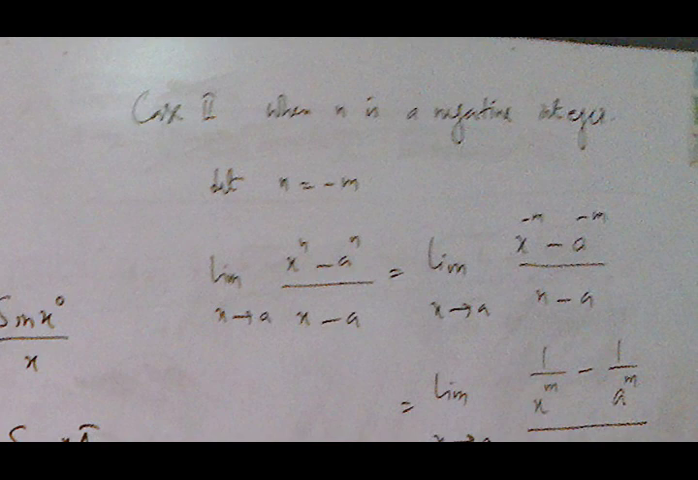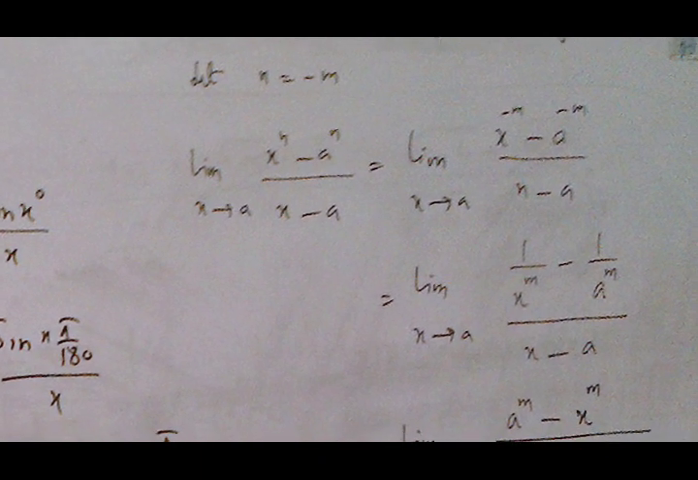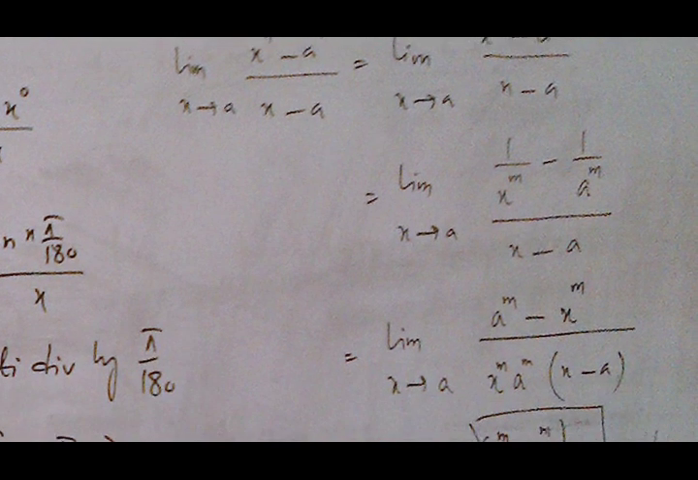This is the proof of x raised to power n minus a raised to power n over x minus a. Second case, when we let n be a negative integer, x raised to power minus m and a raised to power minus m is equal to 1 over x raised to power m minus 1 over a raised to power m. Then we take LCM.